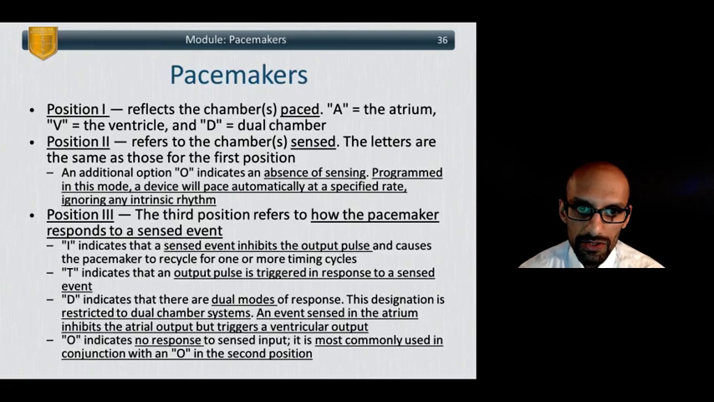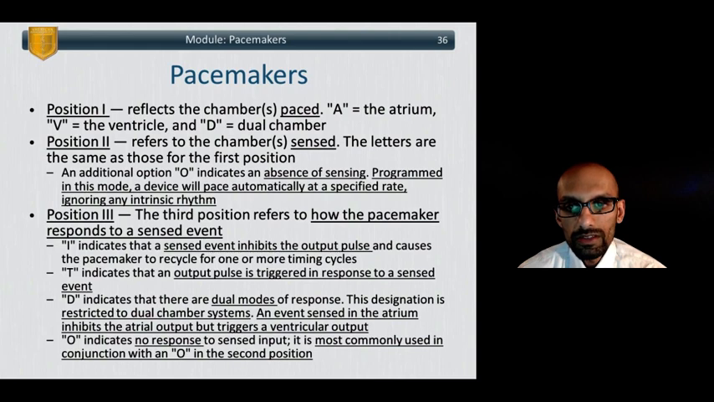On to pacemakers. So I think you're probably aware of the different nomenclature for pacemakers. Position 1 is the chamber paced, position 2 is the chamber sensed, and the third position basically refers to how the pacemaker responds to a sensed event.